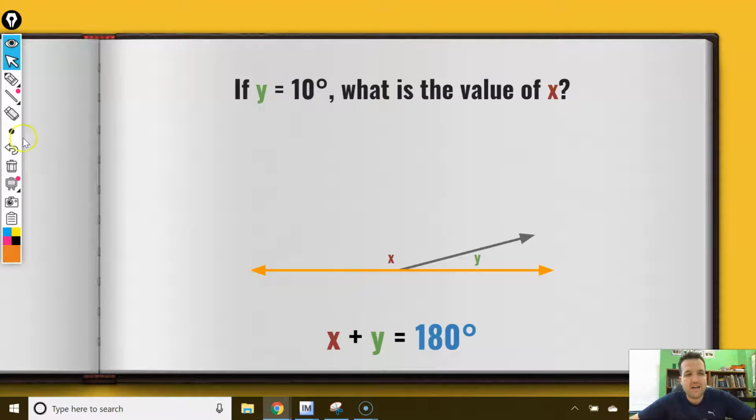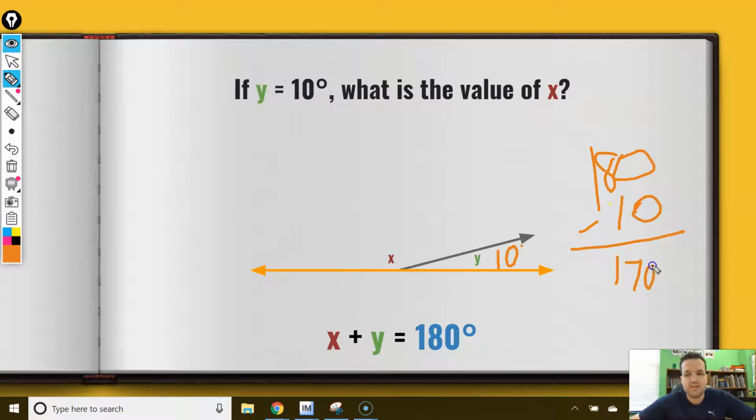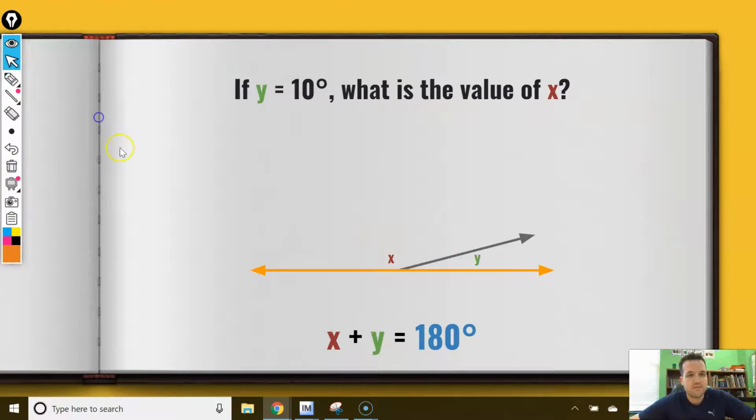If y equals 10, notice how I changed that up on you too. It's not saying x equals 10, y equals 10. Which obviously wouldn't even make sense that x would be 10 because x is obtuse. But y equals 10, what is x? Well, again, you could just do subtraction. 180 minus 10 gives you 170 degrees. Notice how angle x is almost half of a circle. Right, so that makes sense, 170 degrees.